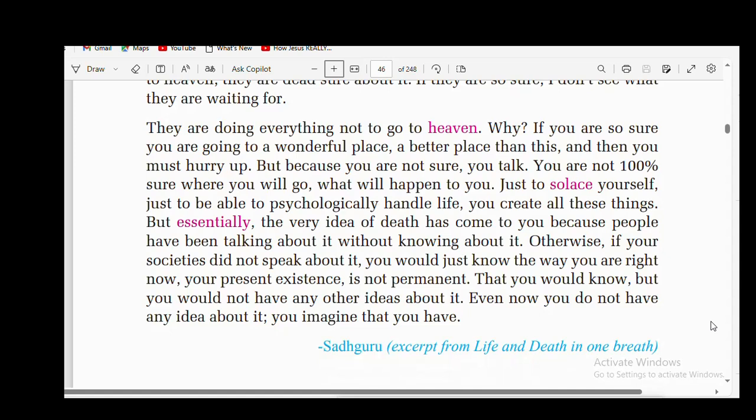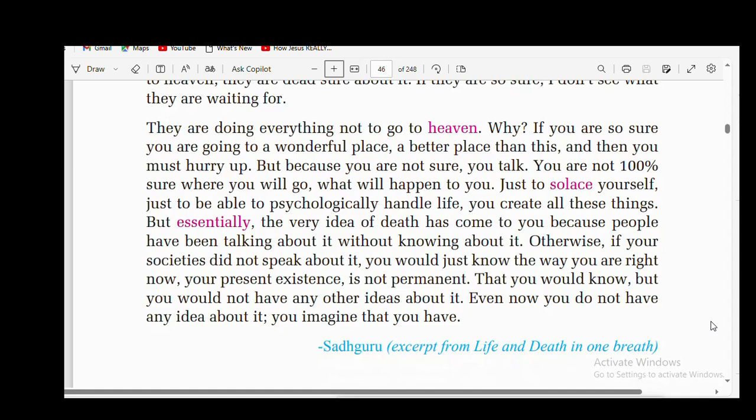You would just know the way you are right now, your present existence, how you are living life. Your life is not permanent. Life is not permanent. We are just a tourist or just a guest, that you would know, but you would not have any other ideas about it. Even now, you do not have any idea about death. So whatever perception or opinion we are holding in our mind, that is just an imagination.